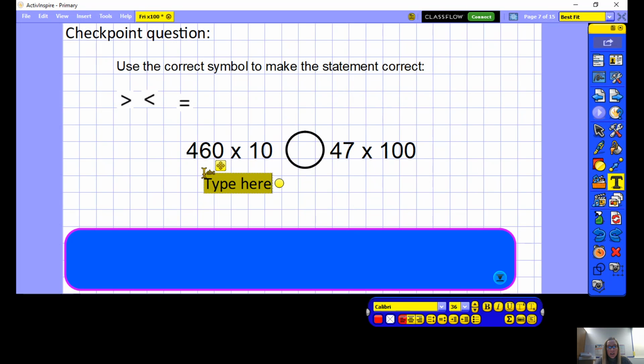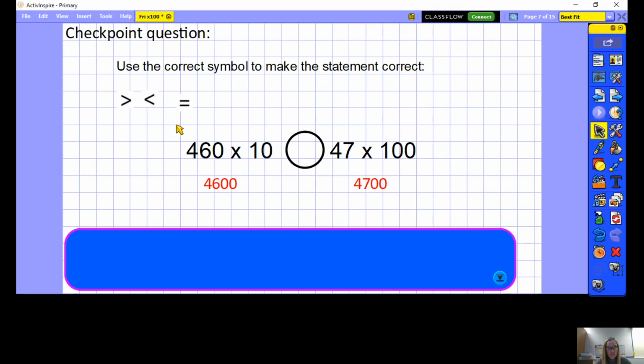So 460 times 10 would be 4,600. And 47 times 100 would be 4,700. So the correct symbol is 4,600 is less than 4,700.